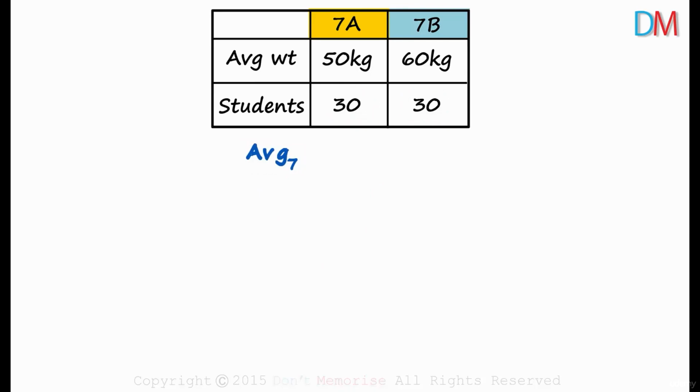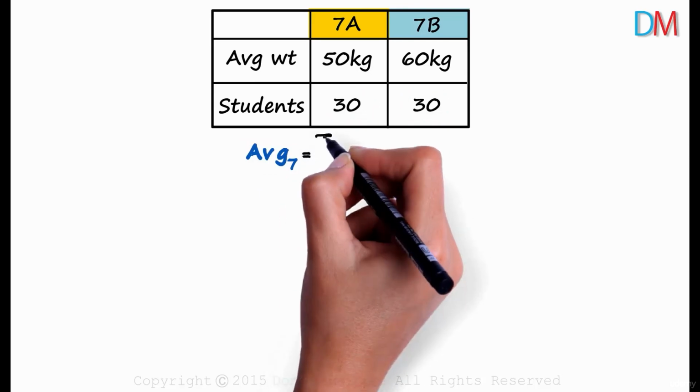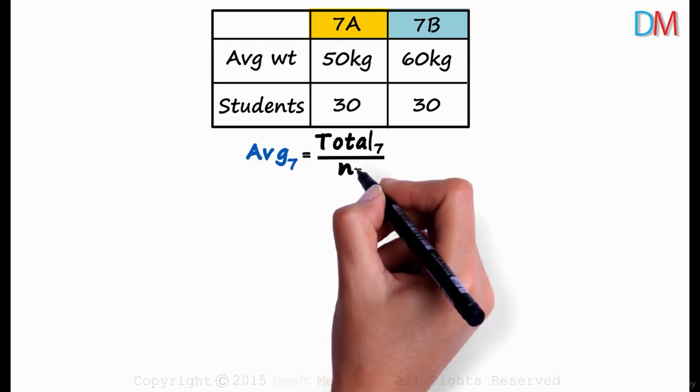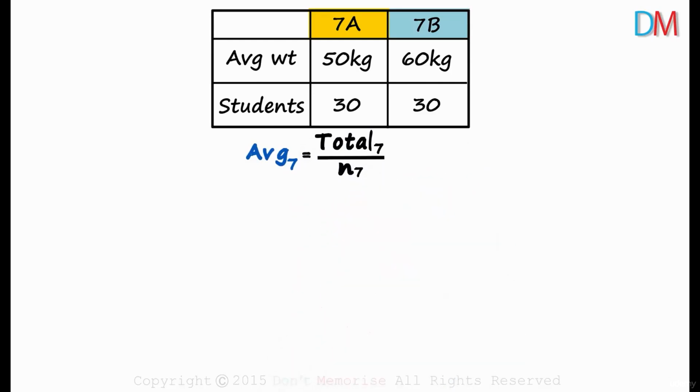The concept of average is still the same. It will be the total weight of all students in class 7 divided by the total number of students in class 7. Total weight divided by the number of samples. Now, what will be the total weight of all the students in class 7? Will it be 50 kilograms plus 60 kilograms? Of course not. We are talking about the sum of weights of all students in class 7.